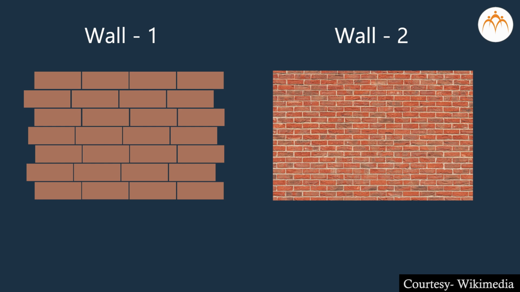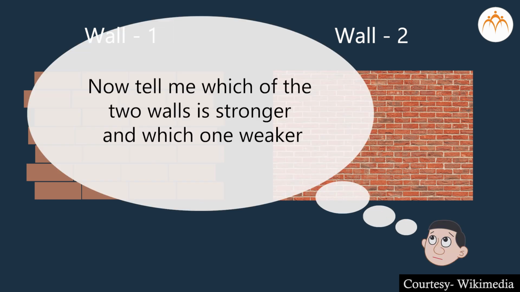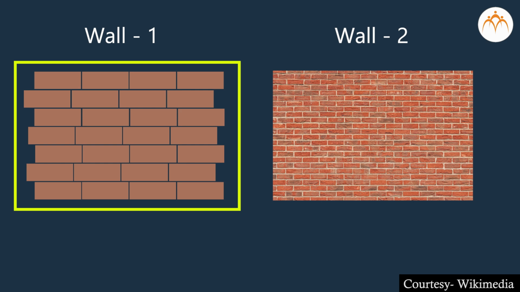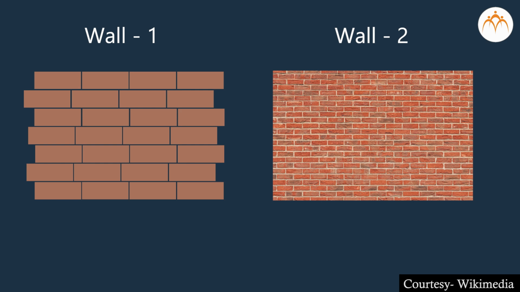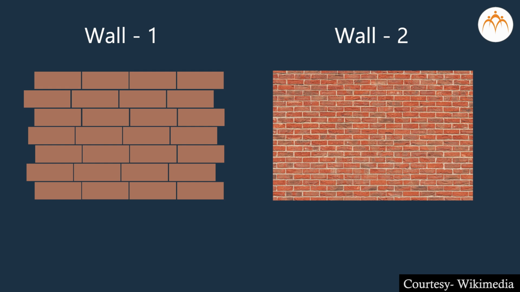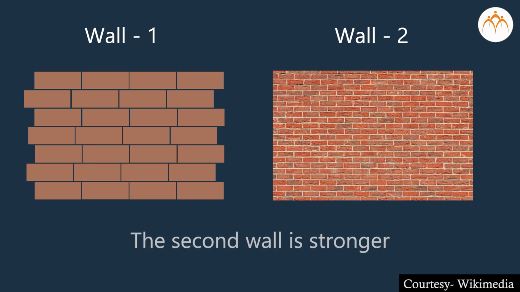These two walls here. Observe them very carefully. No hurry. Now tell me, which of the two walls is stronger and which one is weaker? For building the first wall, all they've done is to place the bricks one upon another. But while building the second wall, they have filled cement between the bricks. You can see it very clearly. That is why the second wall is stronger. Isn't it so?